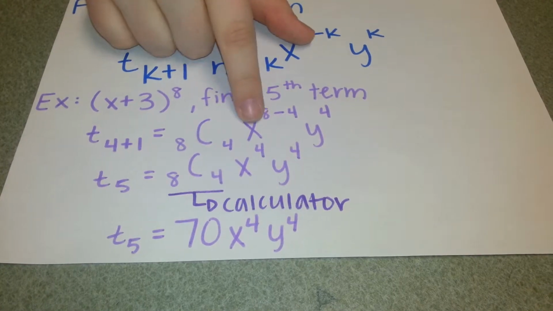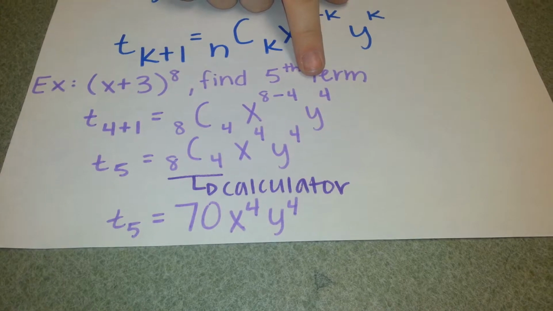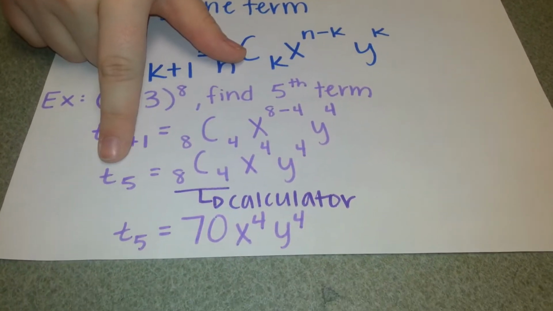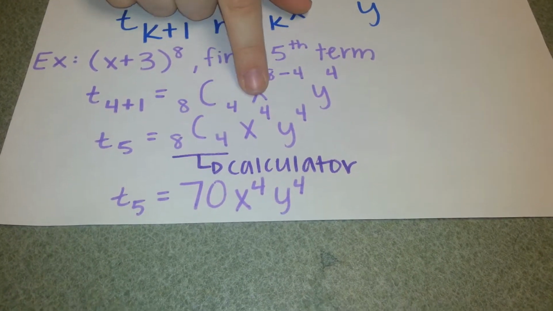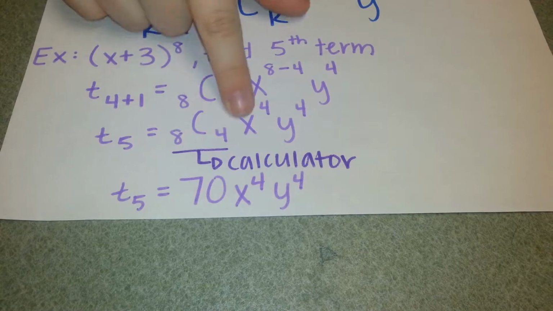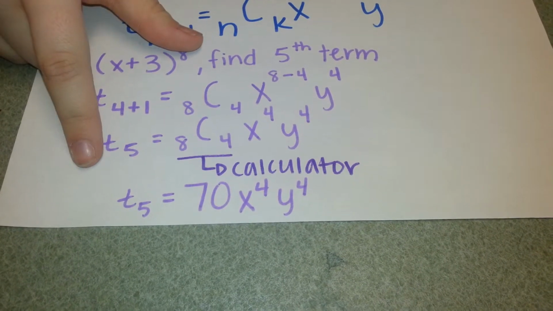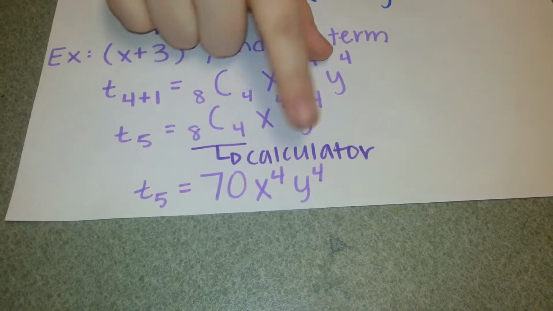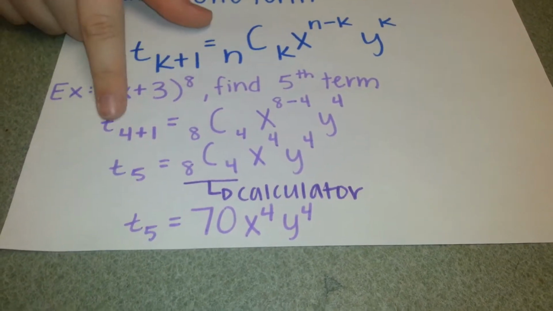And then you have x to the 8 minus 4, and then y to the 4th. When you simplify this, you get t sub 5 equals 8C4 x to the 4th y to the 4th. And this you enter into your calculator. When you get this answer, you go down here, t sub 5 equals 70 times x to the 4th times y to the 4th. And that's your final answer for the 5th term.